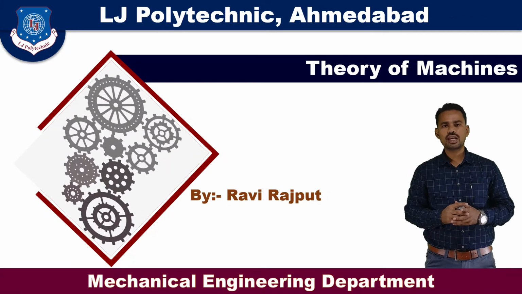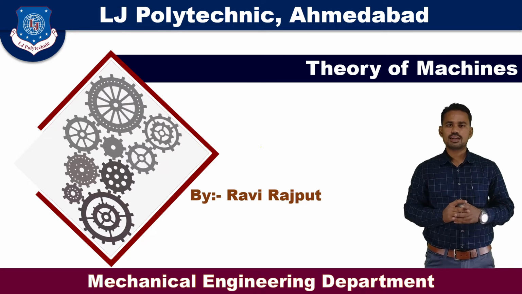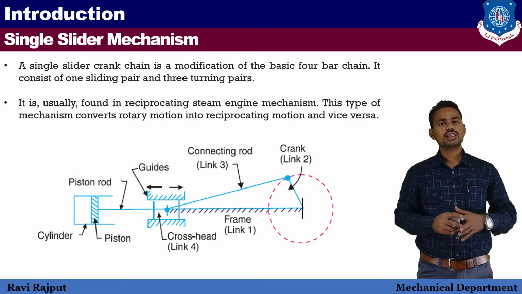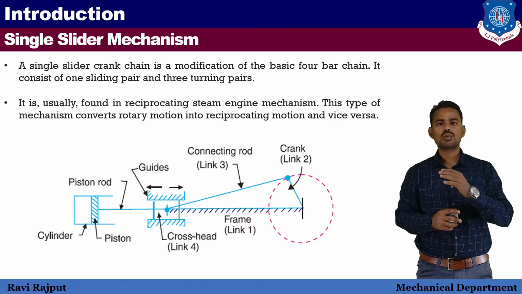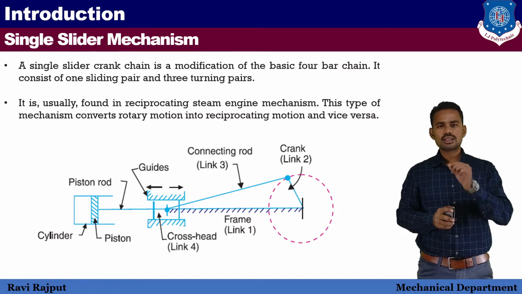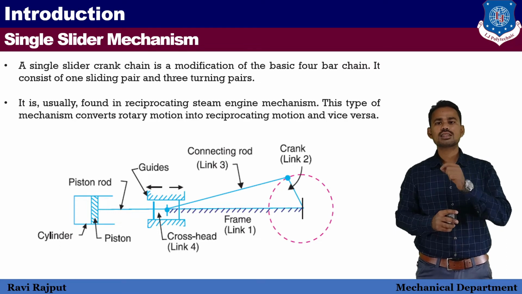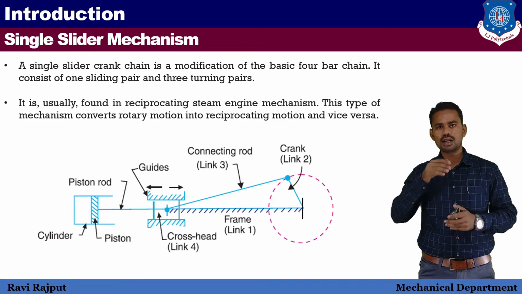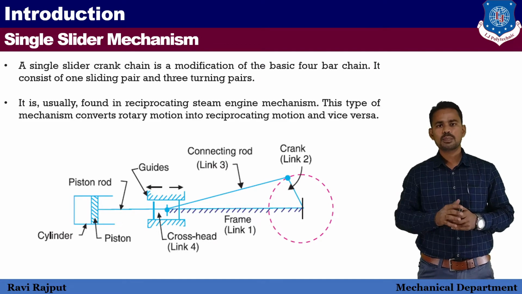In today's session, we are going to discuss the single slider crank mechanism. So let's start. Basically, what is a single slider mechanism? It is just a modification of the 4-bar chain mechanism which we had studied earlier. It consists of 3 turning pairs and 1 sliding pair. As the name suggests, it's a single slider mechanism, so we will have 1 sliding pair and the remaining 3 pairs will be turning pairs.